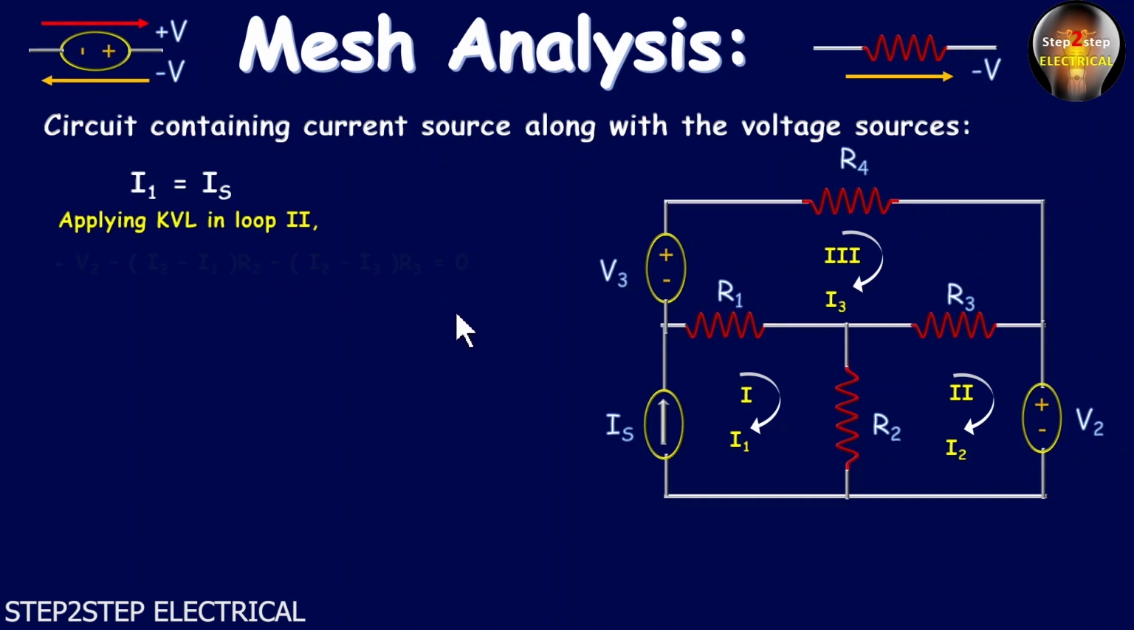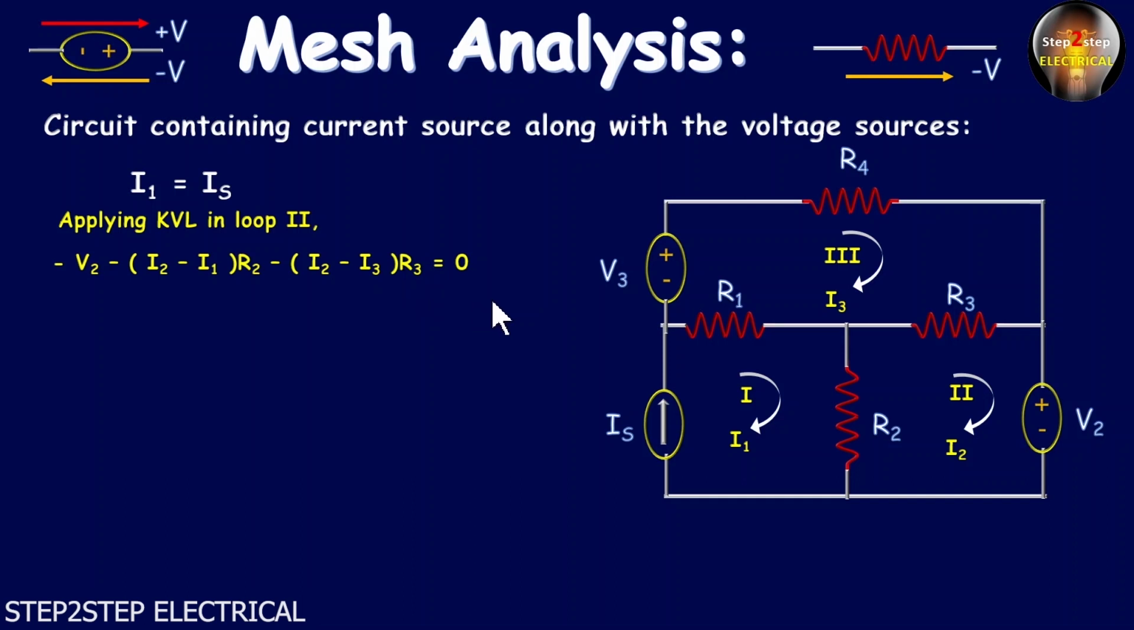Applying KVL in loop 2, we can write minus V2 minus (I2 minus I1) into R2 minus (I2 minus I3) into R3 is equal to 0. You can see that this I2 current is flowing from the positive terminal of the battery to the negative terminal. That's why we write minus V2. Through this R2, we can see that I2 as well as I1 current both flow, but I2 is the loop current of loop 2. That's why we write I2 minus I1. And this negative sign is for potential drop across this resistor R2. And it is similar for this R3.